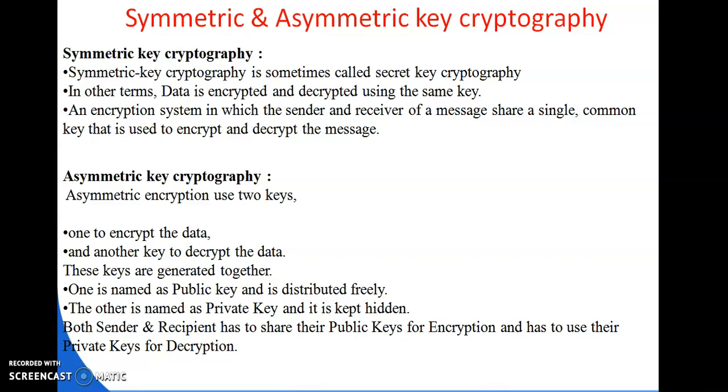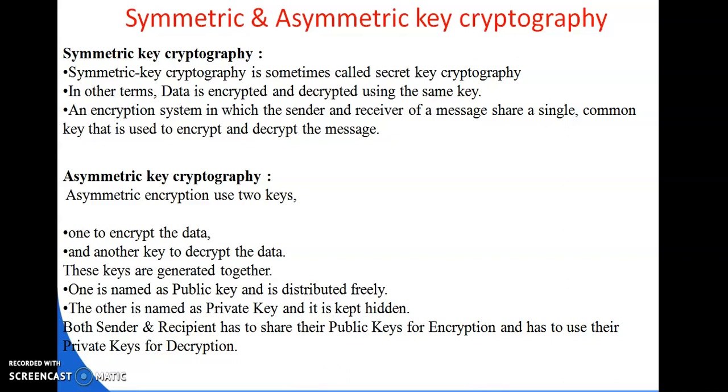Similarly, asymmetric key cryptography: asymmetric encryption uses two keys, one to encrypt the data and another key to decrypt the data. These keys are generated together. One is named the public key and is distributed freely. The other is named the private key and it is kept hidden. Both sender and recipient share the public keys for encryption and use their private keys for the decryption.